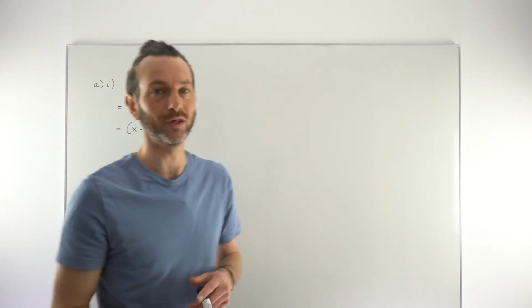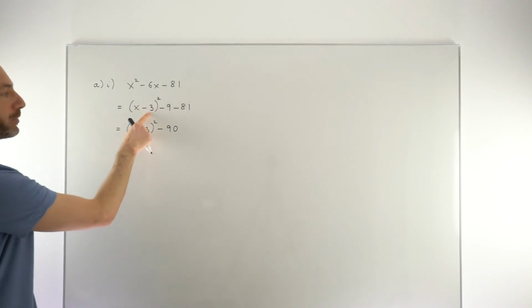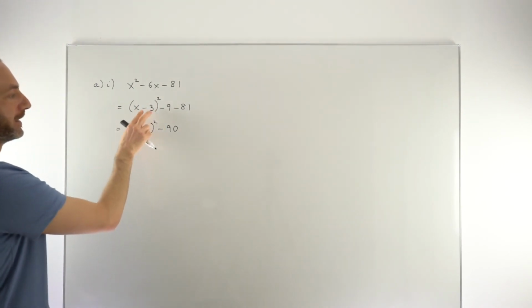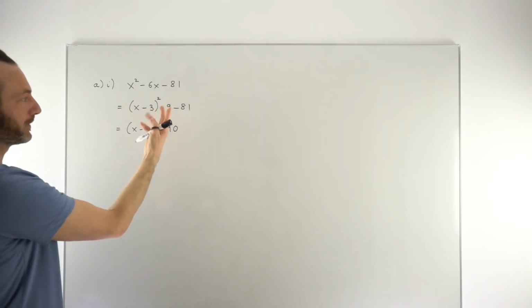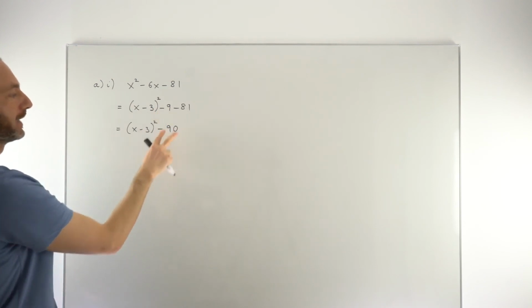It's very, very procedural. So half the number, put it in the bracket, put a squared on the bracket, the number you've just put in the bracket, square it, and then take it away, and then combine these numbers at the end.